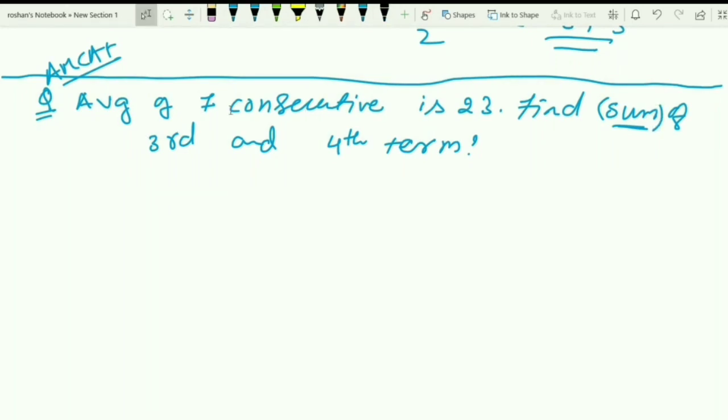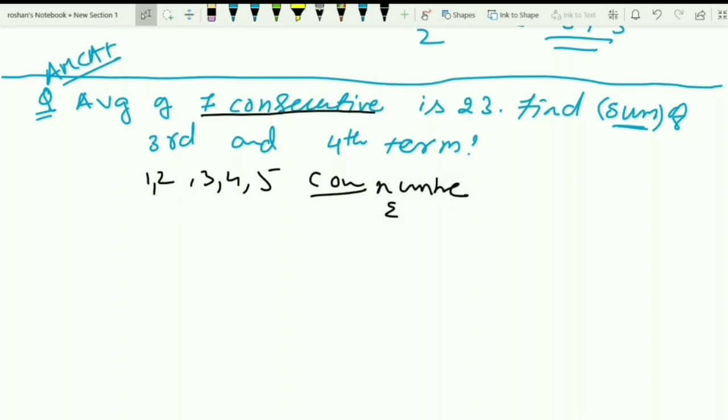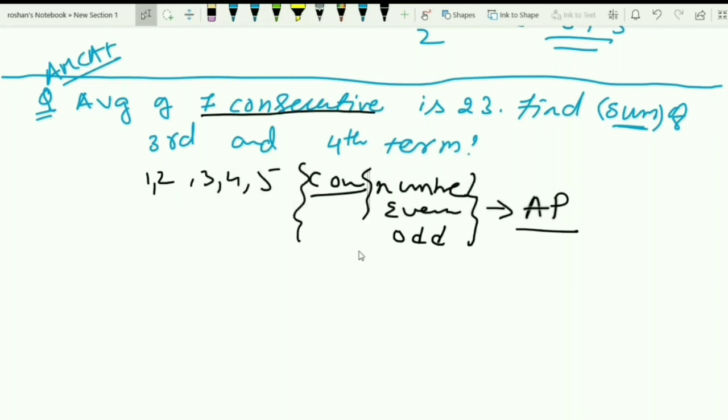How many of you understood that whenever we talk about consecutive numbers, it is nothing but one after the other, like 1, 2, 3, 4, 5? By default, whenever I use the term consecutive, either consecutive numbers, consecutive even numbers or consecutive odd numbers, your mind should say that, sir, this is AP. Without any headache, with consecutive terms, even numbers, odd numbers, you'll always say that this is nothing but an AP.